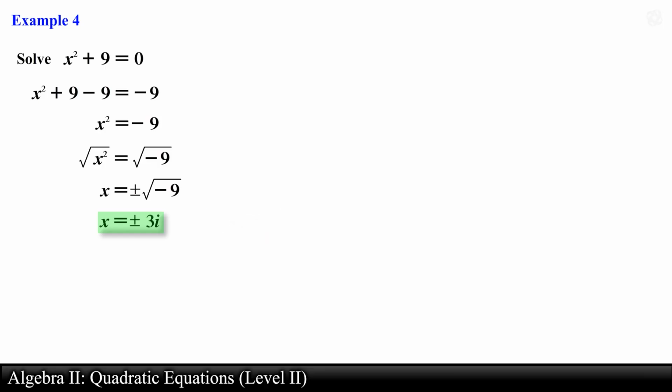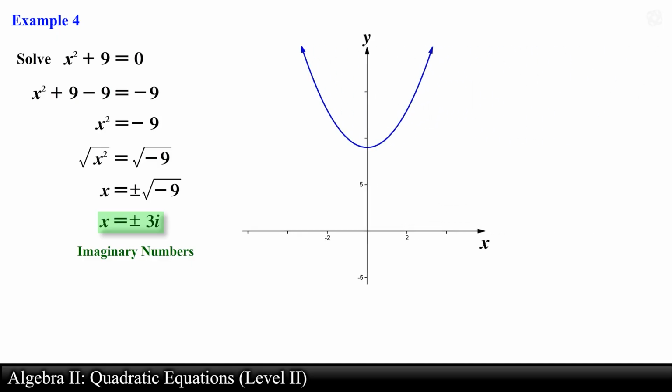Notice that in this problem, we ended up with imaginary numbers. So if we were to graph this equation, we would obtain the following graph. Notice that the parabola never crosses the x-axis. Hence, this equation has no real number solutions. But in theory, this equation must always have two solutions. In this case, they are imaginary, as opposed to real numbers.